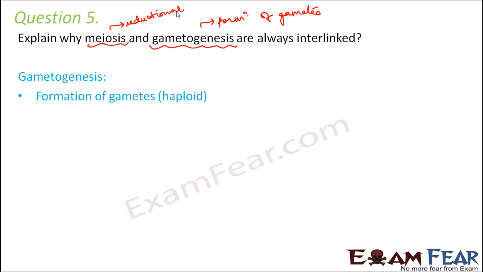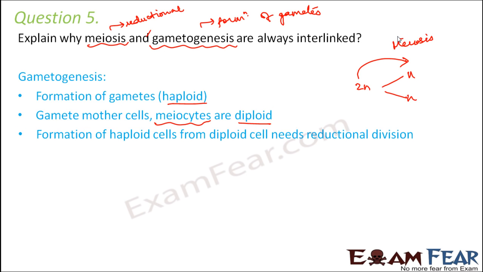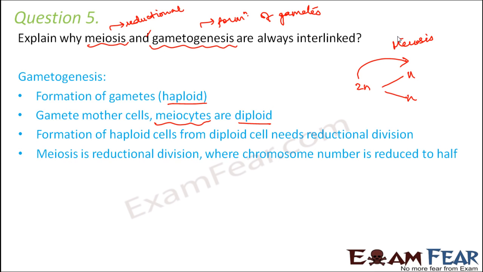So gametogenesis is the formation of gametes, and the gametes are haploid. So how are these gametes formed? These gametes are formed from the gamete mother cells, which are meiocytes, and they are diploid. So in order to form haploid cells from diploid cells, that is, from the meiocytes, you want to reduce the chromosome number, and for that you need meiosis. So that is how they are interlinked. Formation of haploid cells from diploid cells needs reductional division, and meiosis is reductional division where the chromosome number is reduced to half. So that is the link between meiosis and gametogenesis.